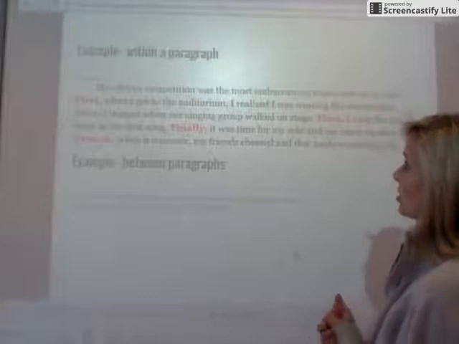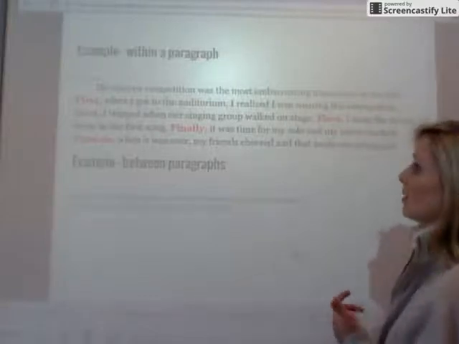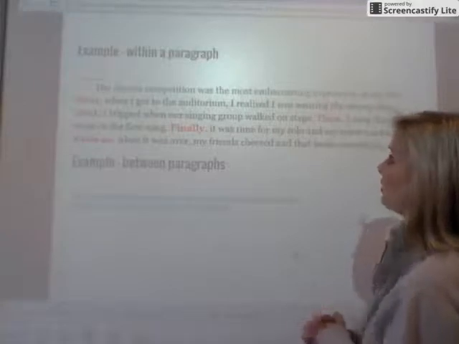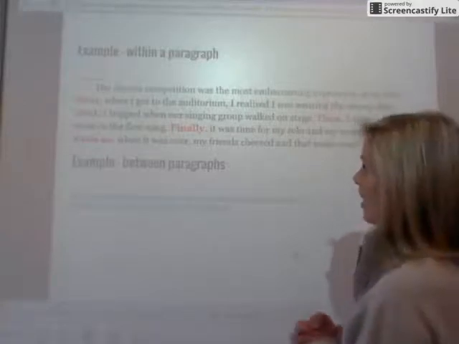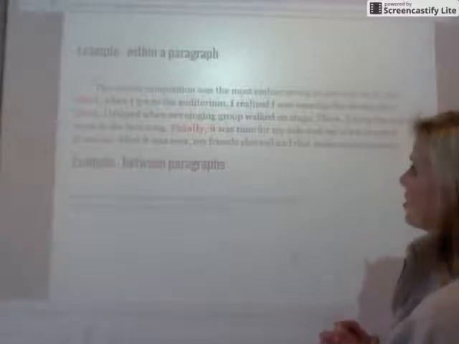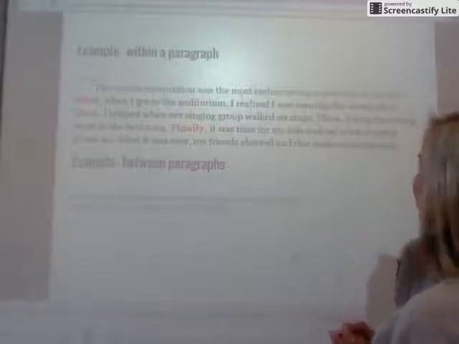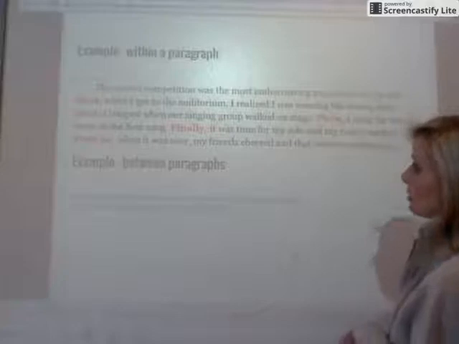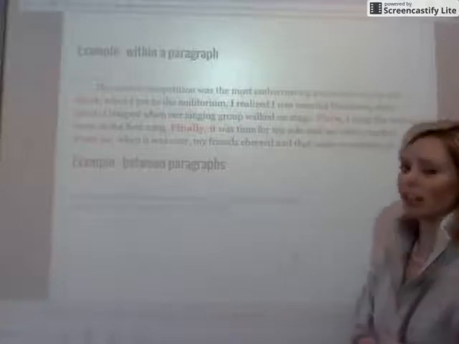So the chorus competition was the most embarrassing experience of my life. First, when I got to the auditorium, I realized I was wearing the wrong shirt. Next, I tripped when our singing group walked on stage. Then, I sang the wrong verse in the first song. Finally, it was time for my solo and my voice cracked. Even so, when it was over, my friends cheered, and that made everything okay.